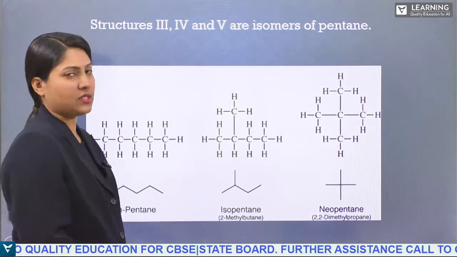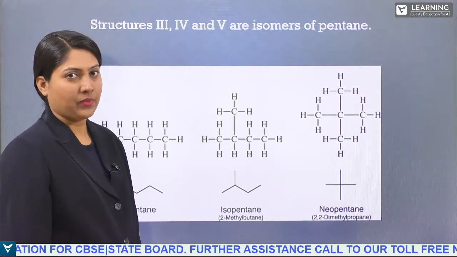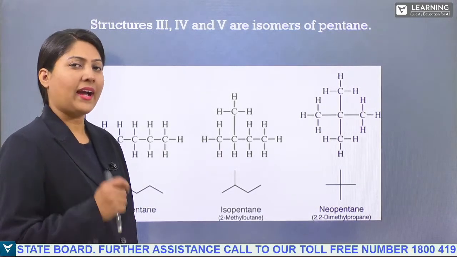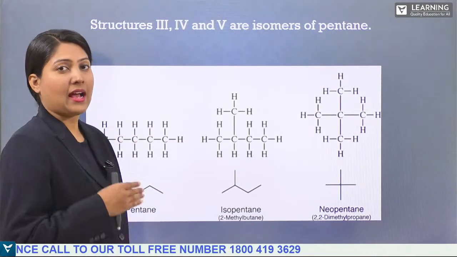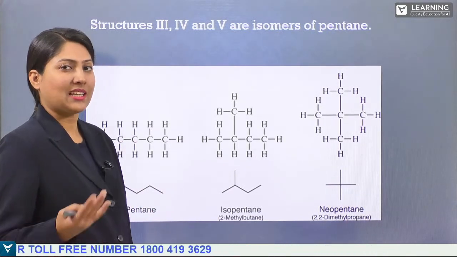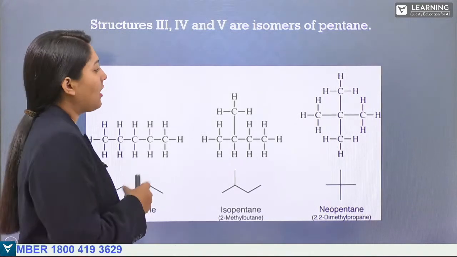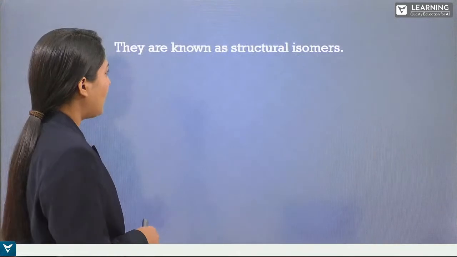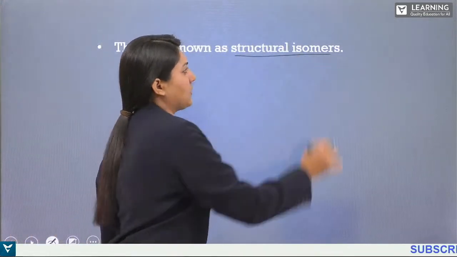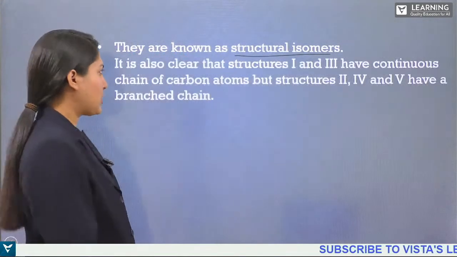These are the isomers of pentane. For butane, we have 2 isomers. For pentane, we have 3 isomers. As the number of carbon atoms increases, the isomers may also increase. They are known as structural isomers.